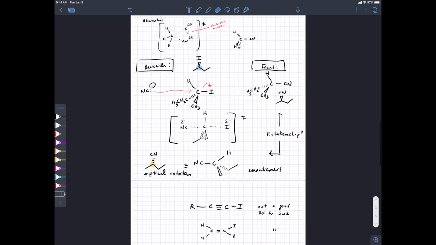If a group was up, coming out towards you, the nucleophile will replace it on the backside. All right, so that is the result. So we've described how and what, and you can memorize all those facts, but it's also helpful to know why, because if you know why, sometimes the how and the what just fall out as consequences of the why.